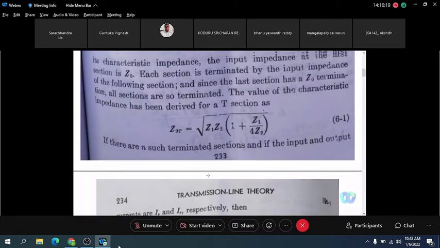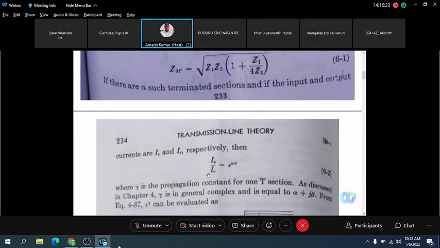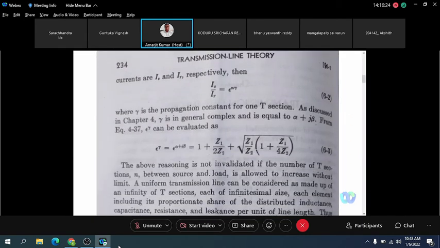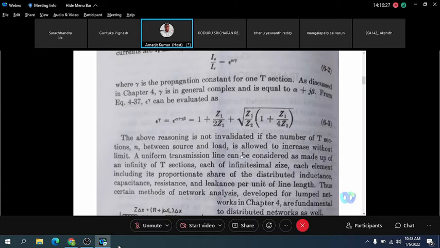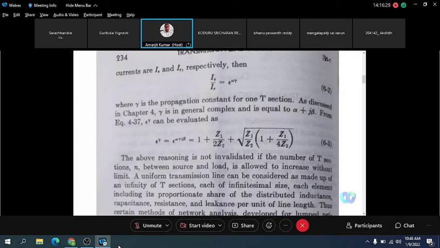For the T section you already know this formula, the characteristic impedance, and the propagation constant also. Just now we have done all these things, but now one change is there. What is that change? The exponential of the propagation constant is defined as the ratio of input current IS to the output current IR. Gamma was defined for one section, and now we have n number of sections, so it is e to the power n gamma.